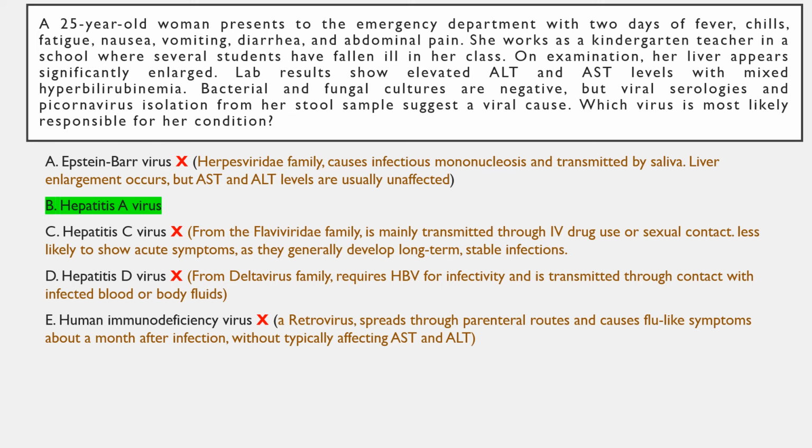Option E is incorrect, as human immunodeficiency virus is a member of the retrovirus family and is spread via the parenteral route, which is sexual contact, needle sharing, blood product transfusion. The acute illness phase occurs around 1 month after infection, presenting with a flu-like illness. AST and ALT are not typically affected in acute HIV infection.